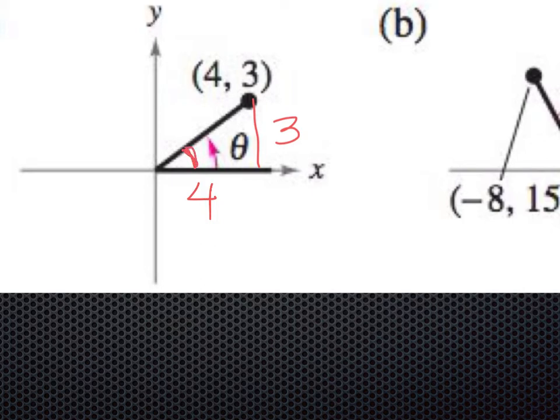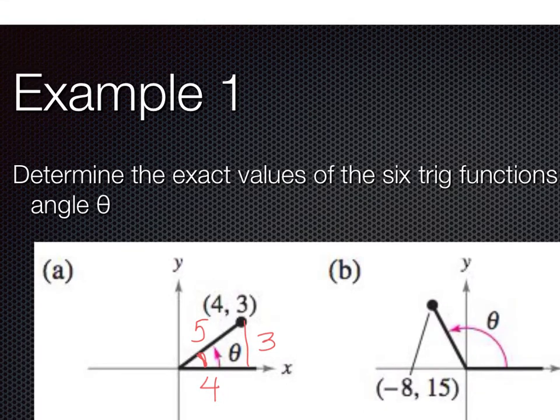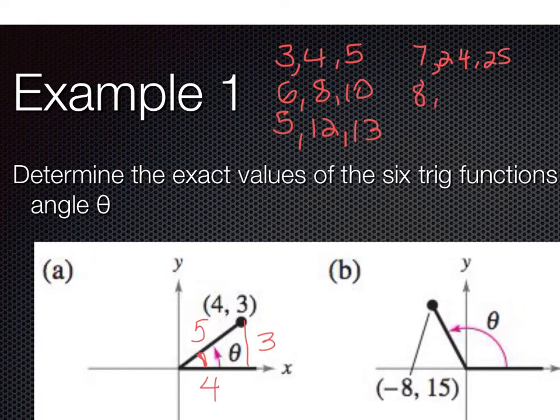Do we know what the missing side of a 3, 4 triangle is? 5. That's one of your triples, okay? So knowing your triple is going to save you. 3, 4, 5, 6, 8, 10, 5, 12, 13. Those are the 3 most common ones. Then there's 7, 24, 25, 8, 15, 17, 9, 20, 25. Those are probably the most common, okay?